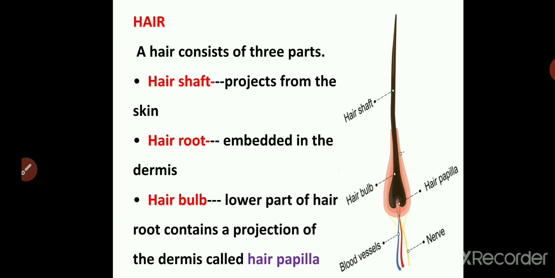Now coming to the parts of the hair. The hair is differentiated into four parts. The first is the shaft, which projects from the skin. Then the root, which is embedded in the dermis. Then the bulb, which is the lower part of the hair. And the papillae, which contains the projection of the dermis.